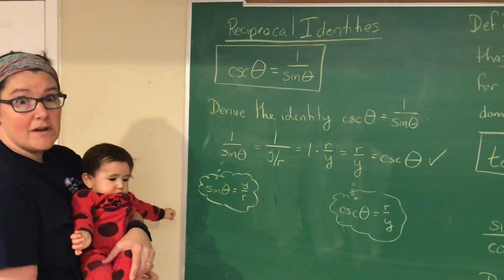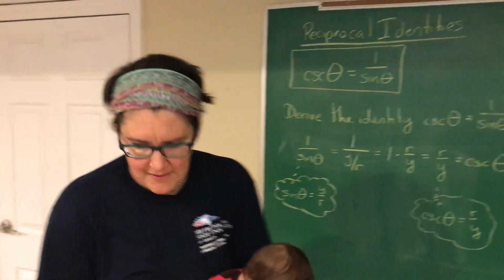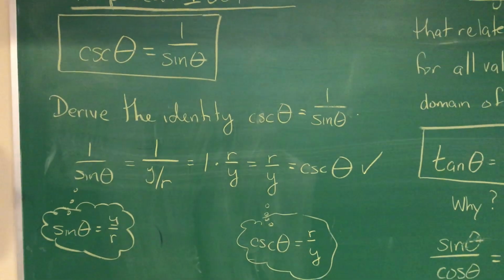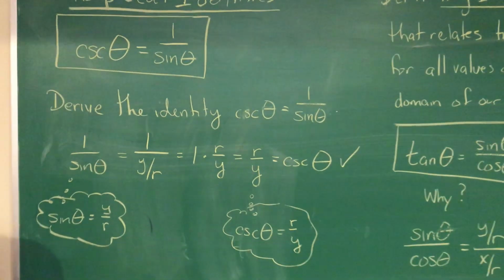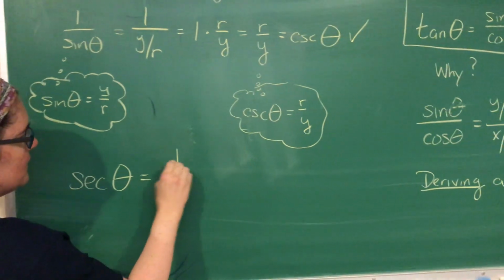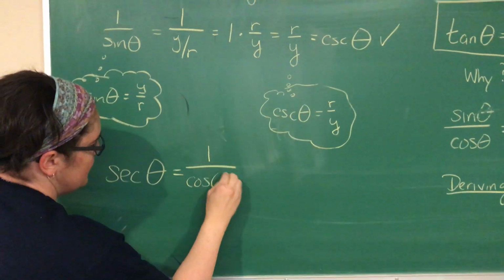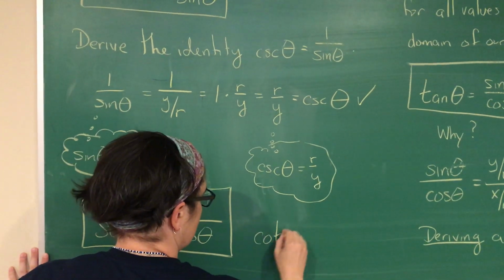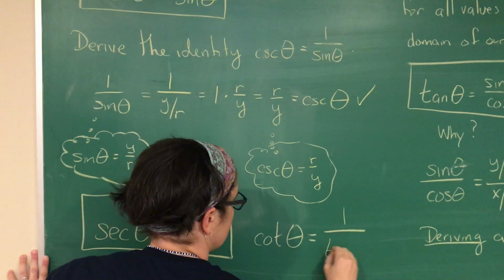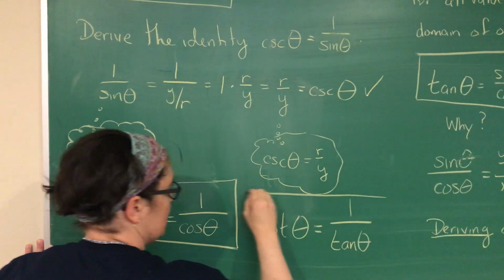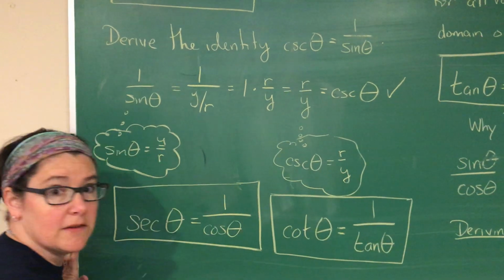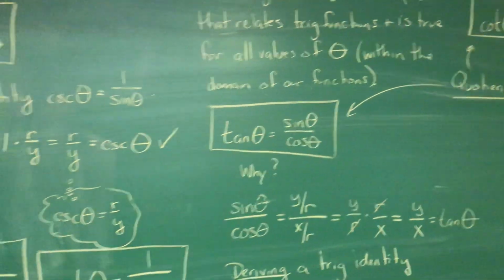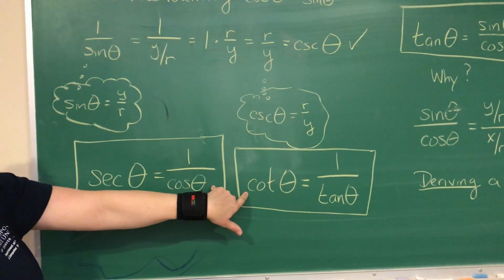All right, this is one of 3 reciprocal identities. The other two identities for the reciprocal identities are secant of theta equals 1 over cosine of theta, and cotangent of theta is 1 over tangent of theta. And part of your remote assignment, in addition to deriving the second quotient identity, your job will be to derive these two reciprocal identities.